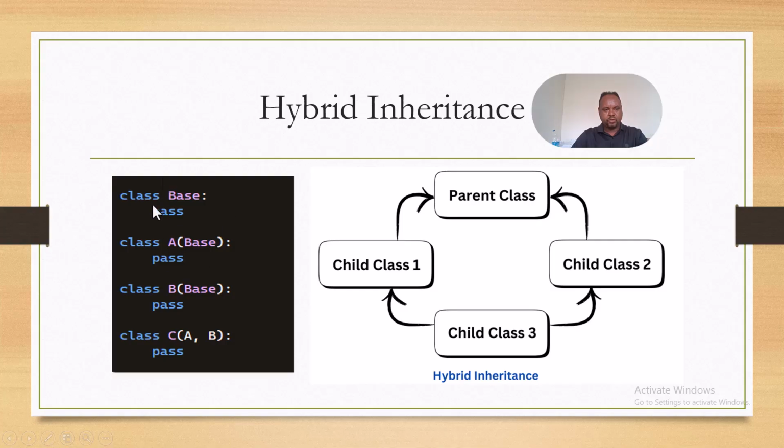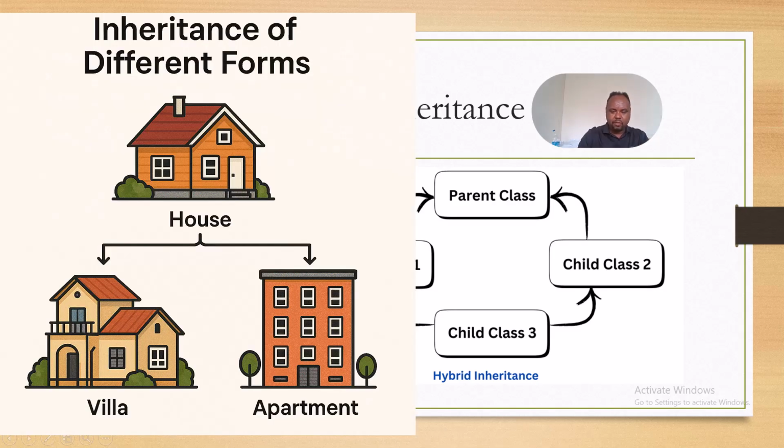From this code snippet, the same message can be conveyed. We have a base class, which is the parent class, in other words, where A and B are child classes, each of which inherits from the base class, and the third class C inherits what is there in A and B, C(A, B). At the same time, the child classes inherit from the base class. This is hybrid inheritance.